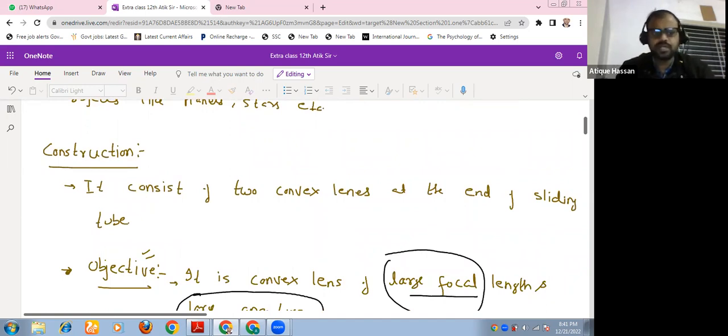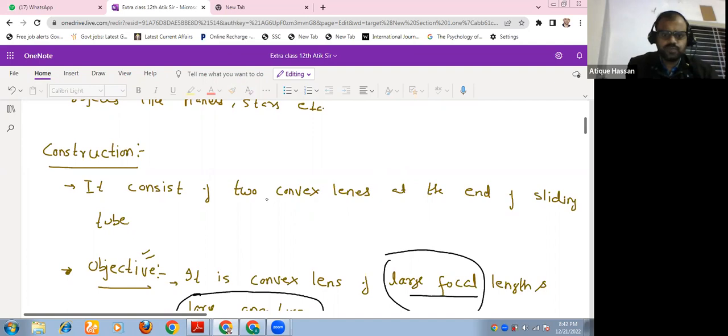So actually what happens in a telescope, generally we have a tube, and this tube contains two lenses fixed at different distances, separated by some distance with each other, and generally the distance between the two lenses is known as tube length, or length of the tube, which we are going to see in the coming section.